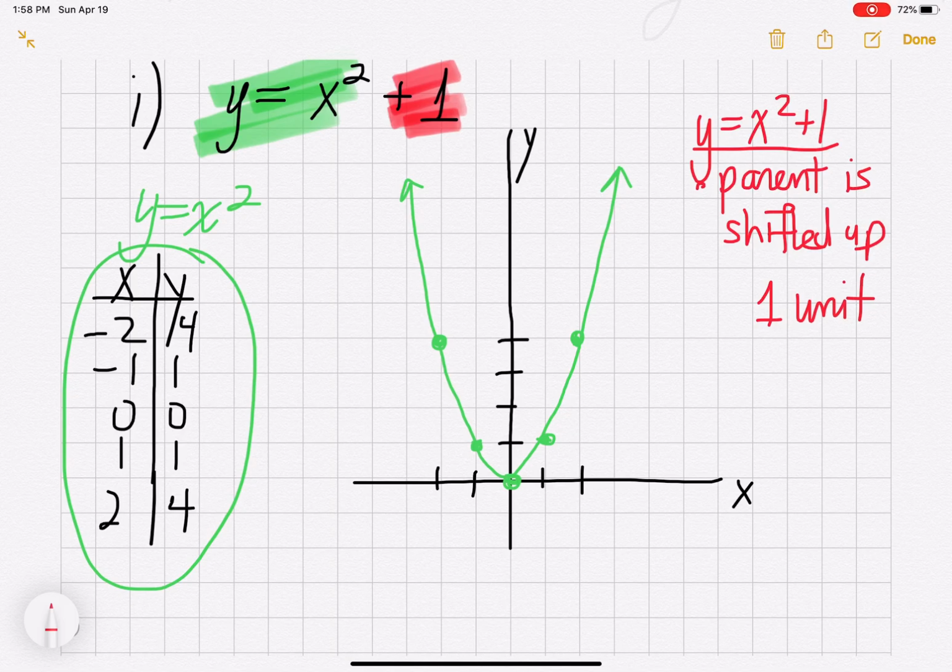So I'm going to take my green point here on the right and move it up 1. I'm going to take my next green point at 1, 1 and move it up 1. I'm going to take 0, 0, move it up 1. I'm going to take negative 1, 1 and move it up 1. And negative 2, 1 and move it up 1. So everything gets shifted up 1. And we're just going to connect our dots into a parabola. So that's our red graph.